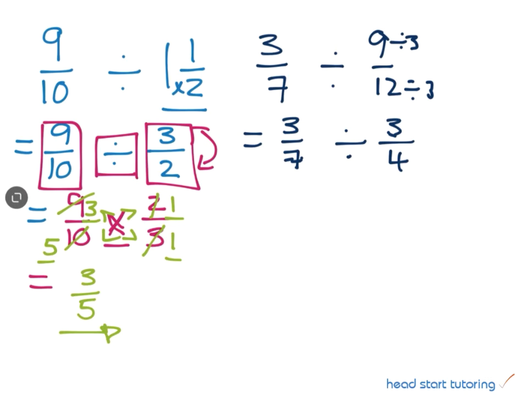3 over 4 is just its simplified version. Right, now we are going to be multiplying. So we keep our first fraction exactly the same, and we flip our second fraction so that our denominator becomes our numerator and our numerator becomes our denominator. So we end up with 4 over 3.